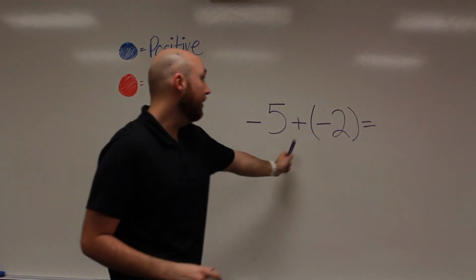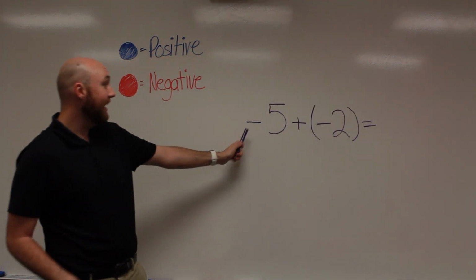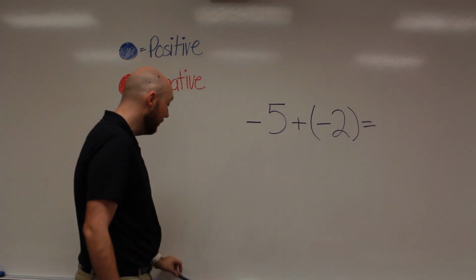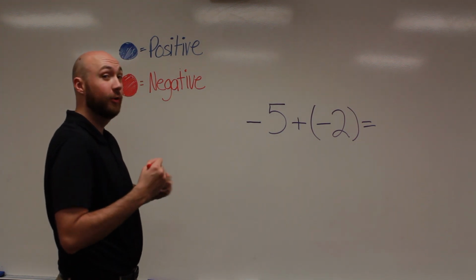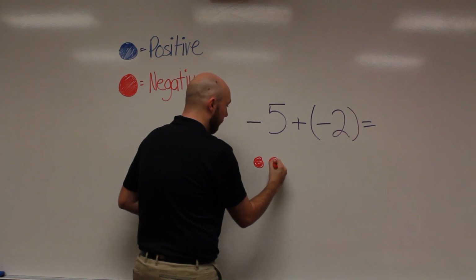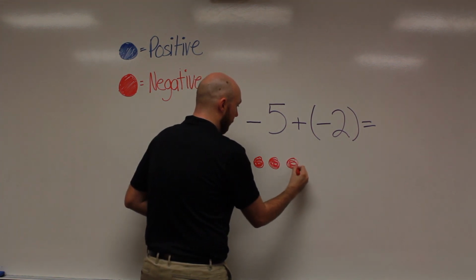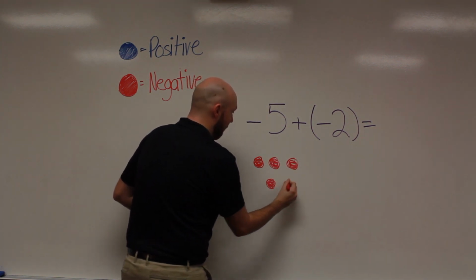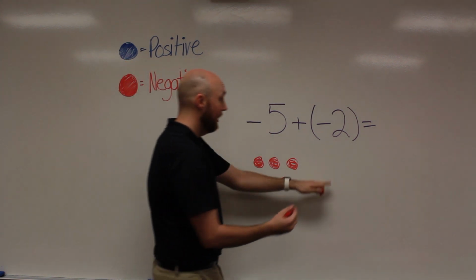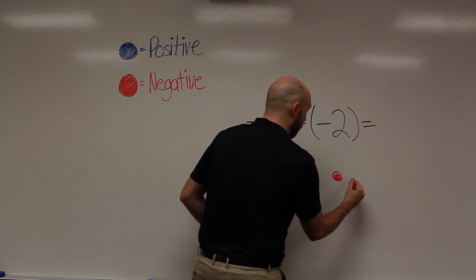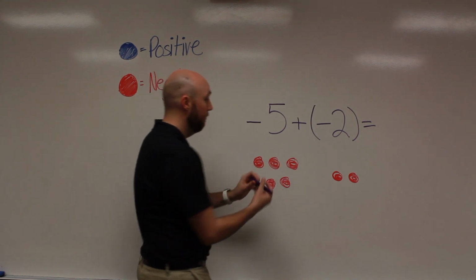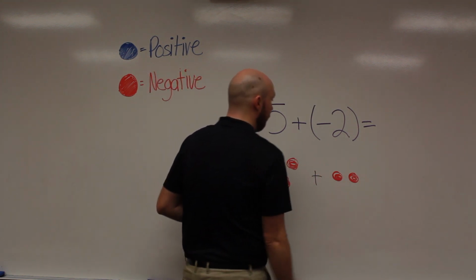Okay, so here's another example of a problem you may see. You may see -5 plus -2. So we're adding 2 negative numbers together. So let me draw that out and show you what this would look like when we're adding 2 negatives together. So we're going to draw 1, 2, 3, 4, 5. So we got 5 negatives representing this -5. And then over here, we're going to draw 2. 1, 2. So this represents -5 plus -2.